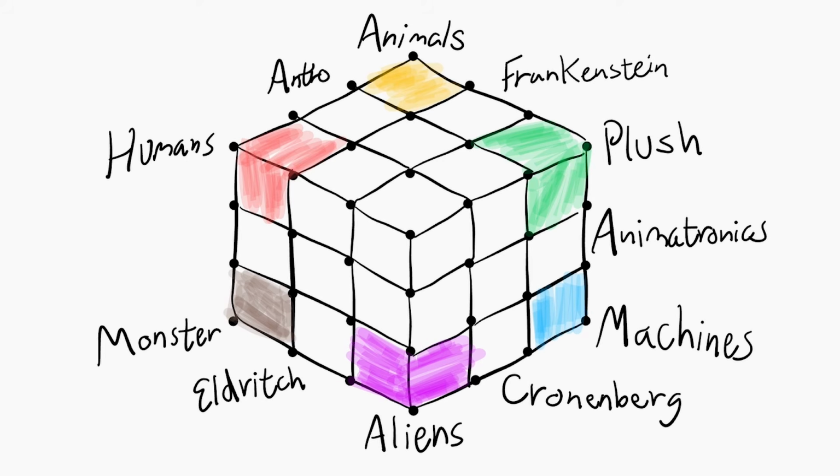Lastly, we round off the cube with Demi. So basically anything half human, half something else. Half god, half human, Demi. Half demon, half human, Demi. Half human, half angel, Demi.